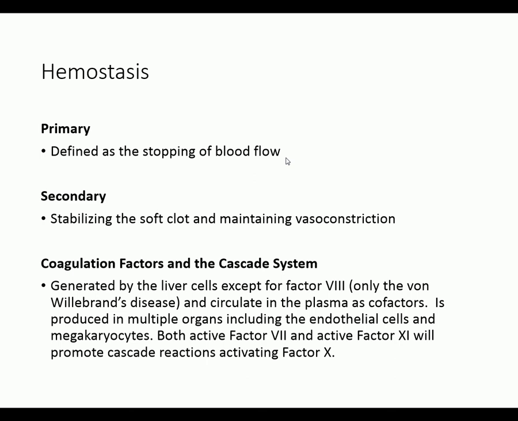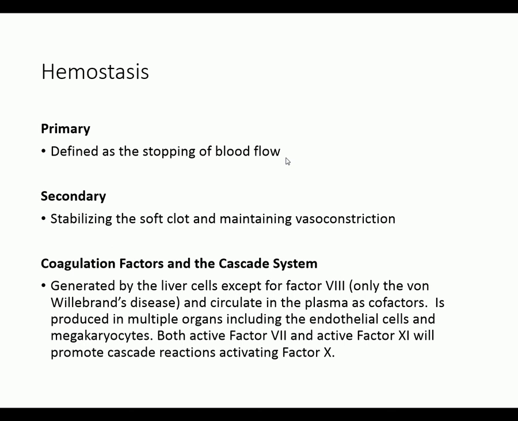Coagulation factors in the cascade system are generated by liver cells, except for factor VIII. Only the von Willebrand portion is going to be circulated by the liver. It circulates in the plasma as cofactors. Your cofactor VIII is produced in many organs, including your epithelial cells and your megakaryocytes.